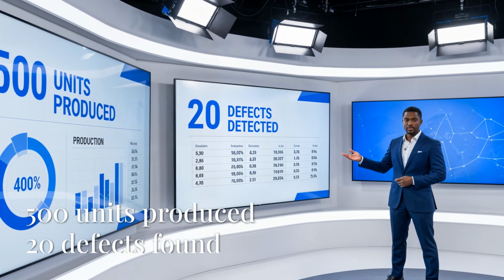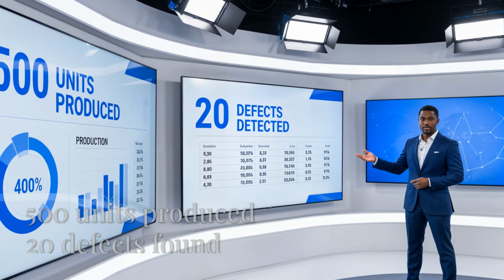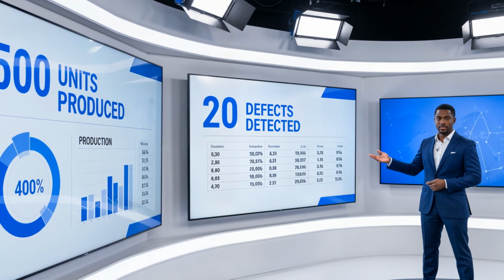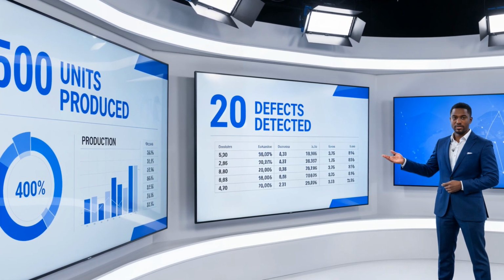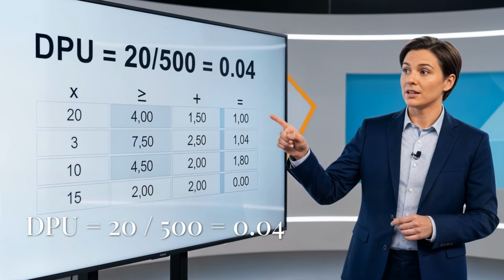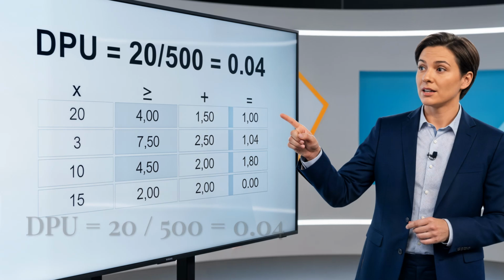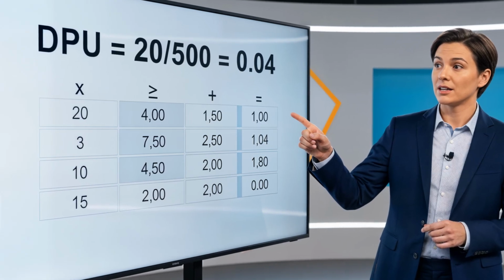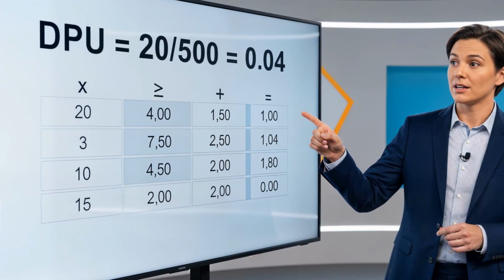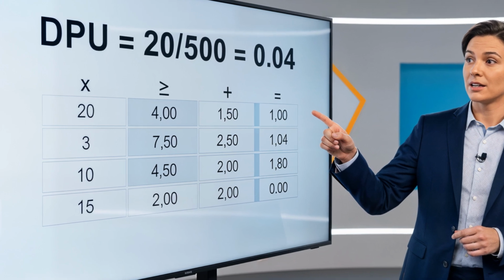Imagine we've produced 500 units and found 20 defects across all of them. Plugging these numbers into our formula, we get DPU equals 20 divided by 500 equals 0.04. This means on average, we're seeing 0.04 defects per unit. Now you might be thinking, how can we have a fraction of a defect? Well, we can't in reality, but this average gives us a clear idea of our defect rate, and just like with DPMO, lower is better.